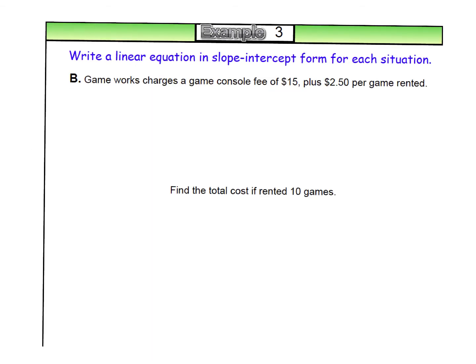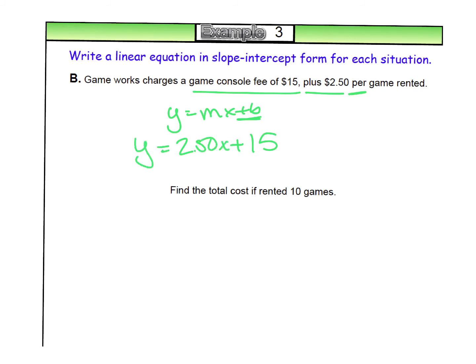GameWorks charges a game console fee of $15 plus $2.50 per game rental. There's that per again. So slope-intercept form, y equals mx plus b. Our initial charge is that game console fee of $15. That's how much you have to pay just to play the game. Then it basically says plus $2.50 per game. So y equals 2.50x, here's my decimal point, plus 15.